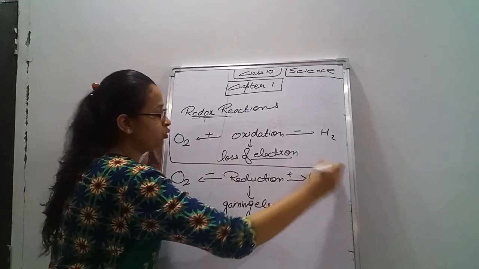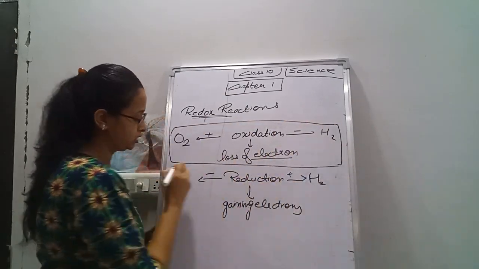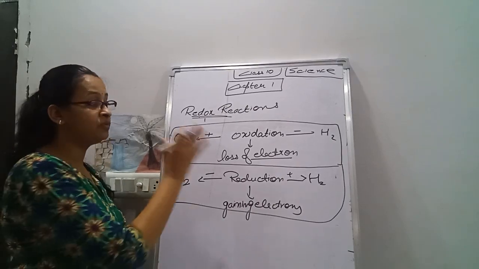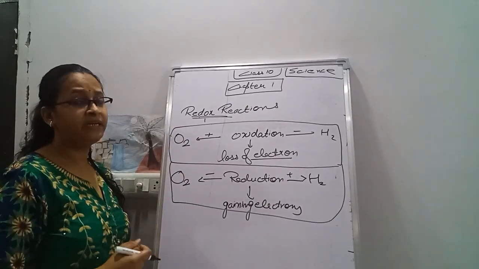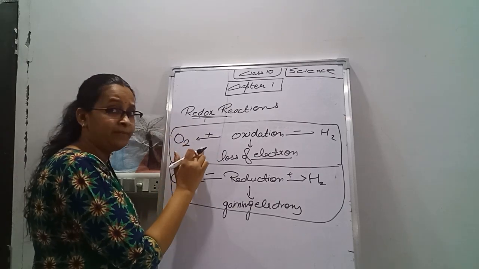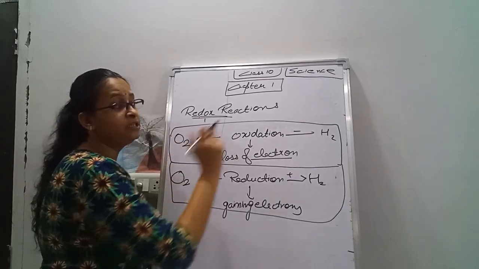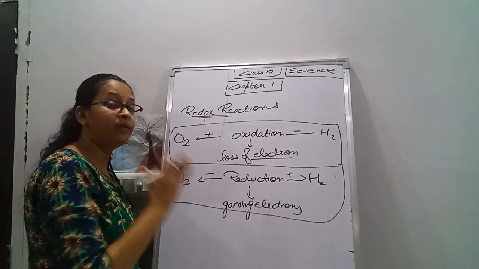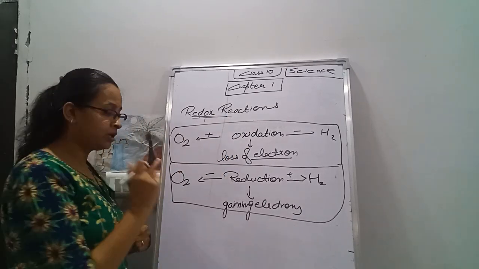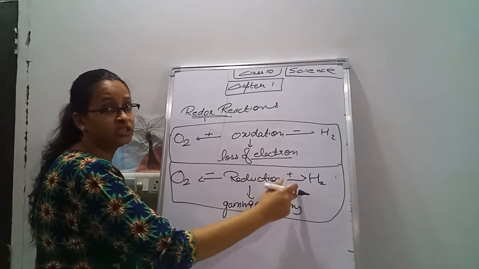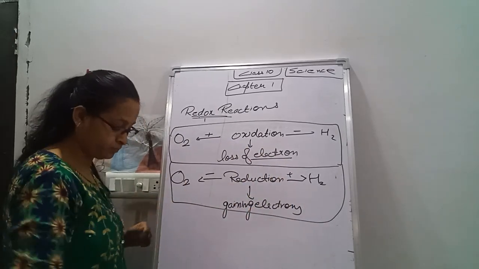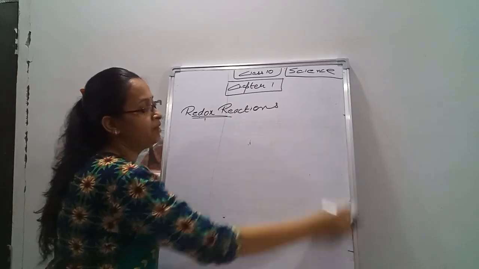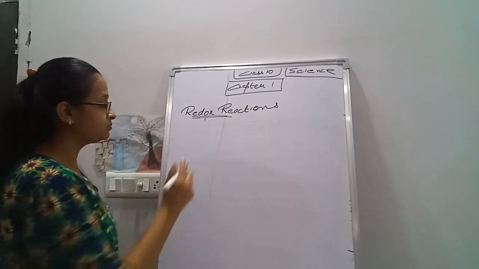If you are going to remember these two things, then you will never have any confusion between oxidation and reduction. I am repeating again: when in any element oxygen is added or hydrogen is eliminated or there is loss of electrons, it will be oxidation. But when there is a removal of oxygen and addition of hydrogen, it will definitely be reduction. We are taking one more example so that you have a clear idea about oxidation and reduction.